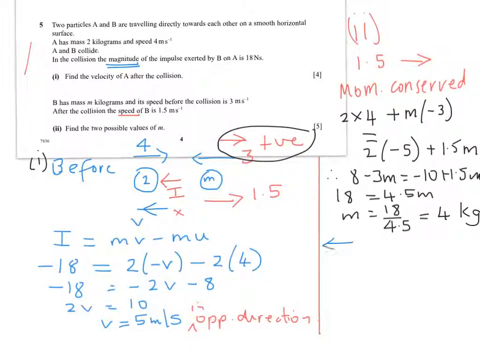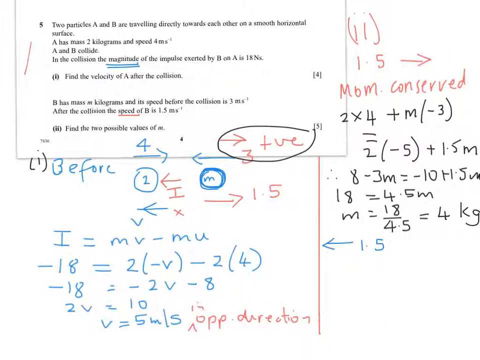So the other alternative is that the 1.5 is actually going to the left, so that B keeps on going in the same direction. So for this to happen, we would assume that B would have to be quite a lot heavier than A, because it's going to cause A to rebound, but it'll keep on going in the same direction. Let's see what happens.